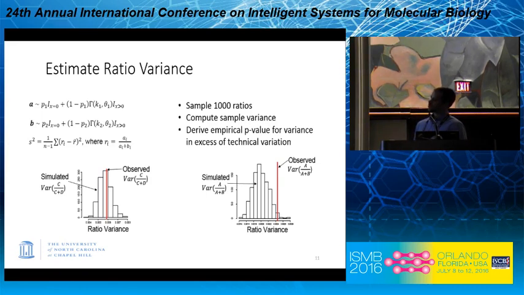Then for each of the samples, A_i and B_i, we compute the ratio, A_i over A_i plus B_i, and compute the sample variance across the set of cells for that ratio. This gives an empirical distribution on the variance of the ratio across the set of cells. We can then look at where the observed variation in the ratio falls and compute an empirical p-value for the hypothesis that the variation contains biological noise as well as technical noise.